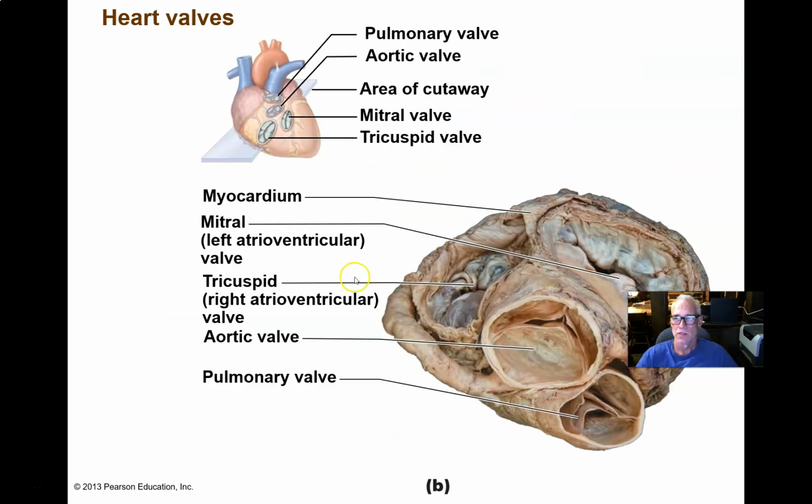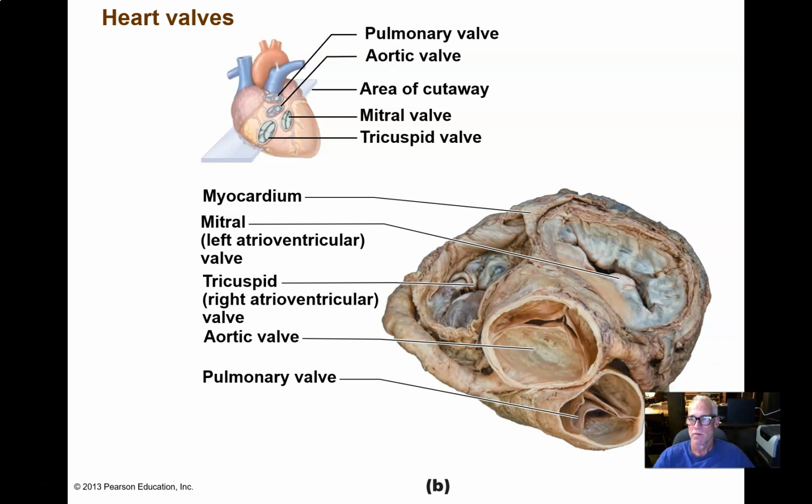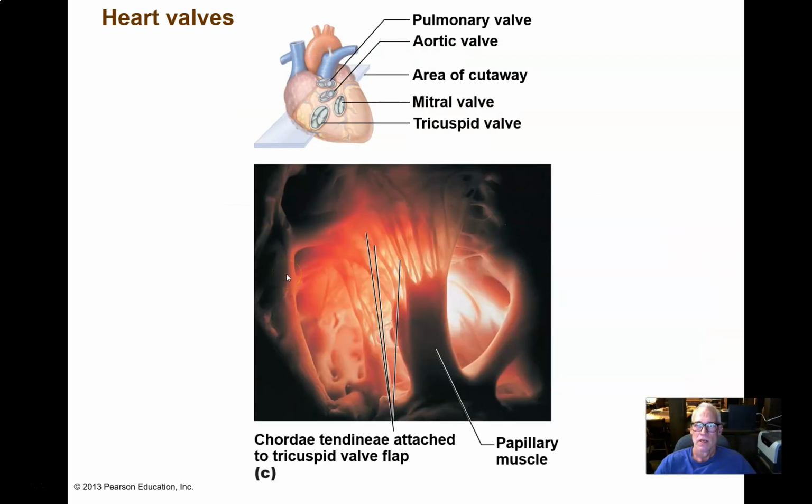All right, here's just a dissection showing the same thing in an actual heart from a cadaver. And here's just a fun picture showing an illuminated interior of the heart. And we can see a papillary muscle, the chorda tendinea, and a little bit of the valve tissue up here. It's kind of like parachute fabric, very tough but very flexible. You can see the illumination of this chamber of the heart.